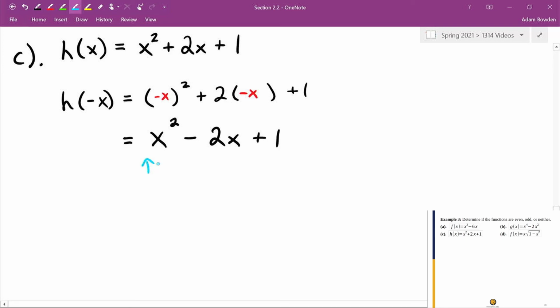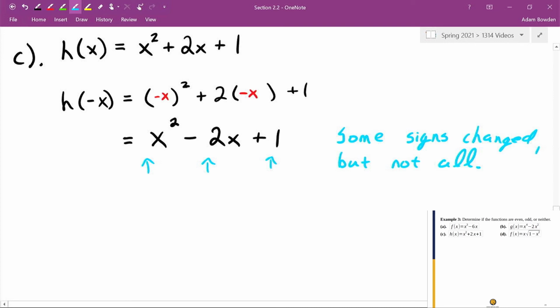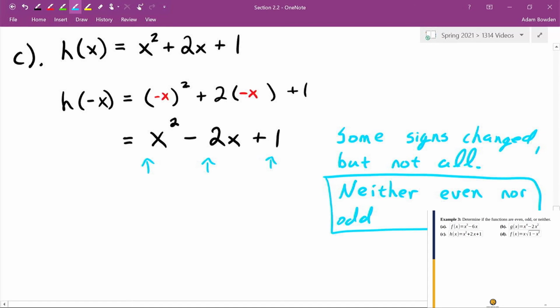Now, if we compare this function to what we started with, some things changed. Some of the signs changed, but not all of them. That, in this case, when we have just term by term type of functions, is an indication that the function is neither even nor odd. And this is just again sort of a rule of thumb that we can use to see if we have an even or an odd function.